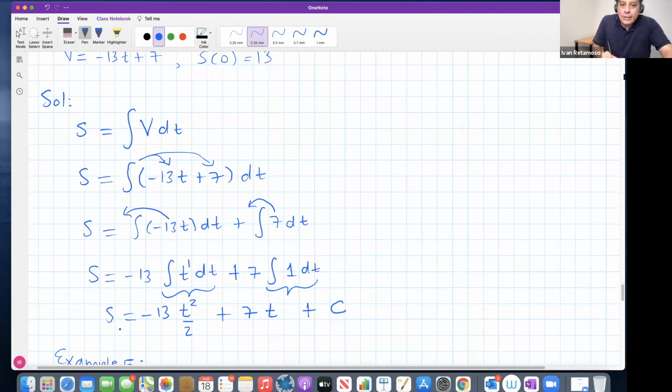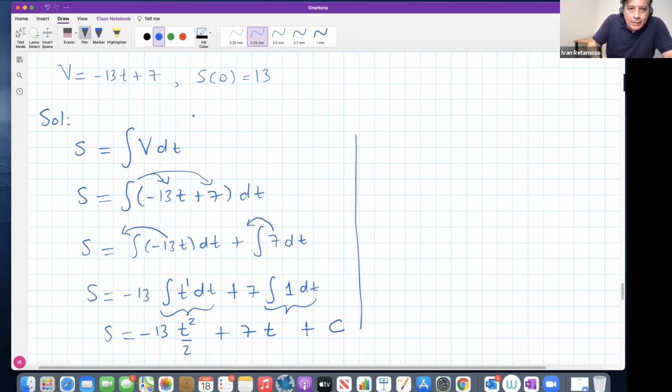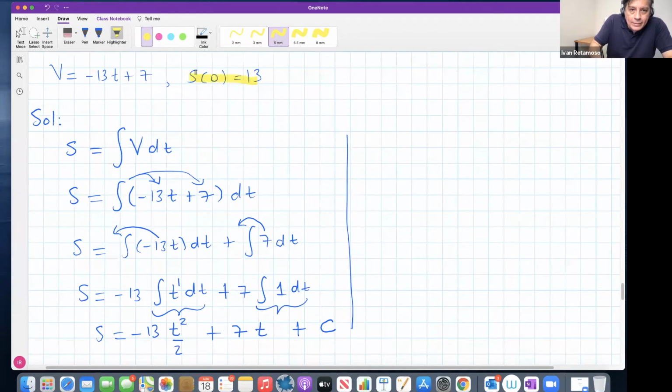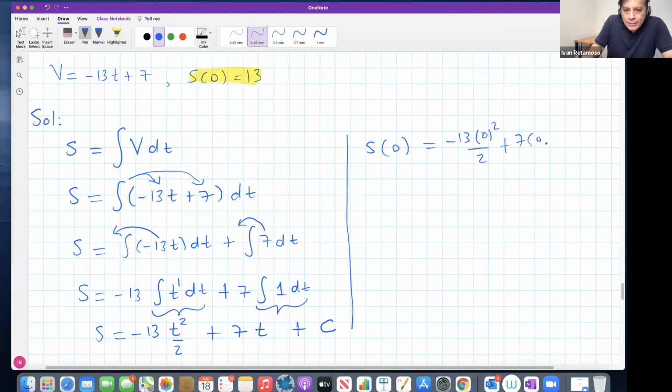So almost done. I got the position function. What is bothering me is this constant that we don't know what is equal to. But that can be taken care of by looking at this condition, s evaluated at 0 equals 13. This is telling me that the function evaluated at 0 should be equal to minus 13 times 0 squared over 2 plus 7 times 0 plus a constant. On the other hand, they are saying that this is equal to 13.